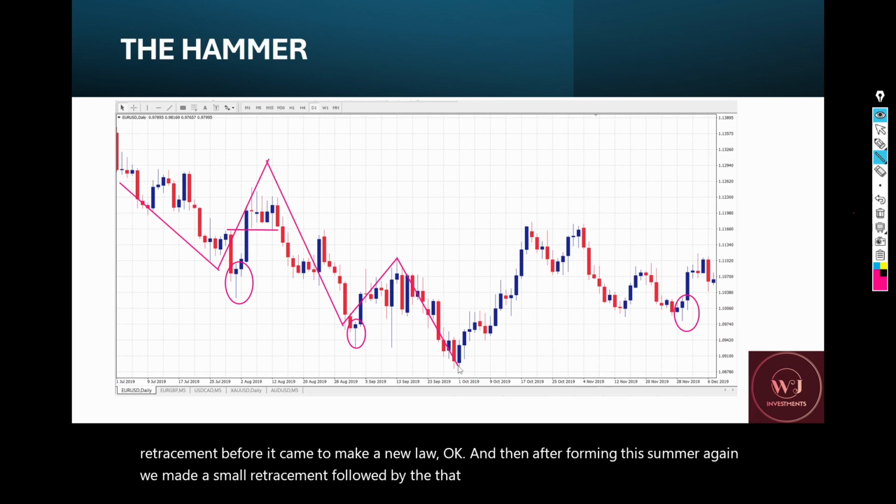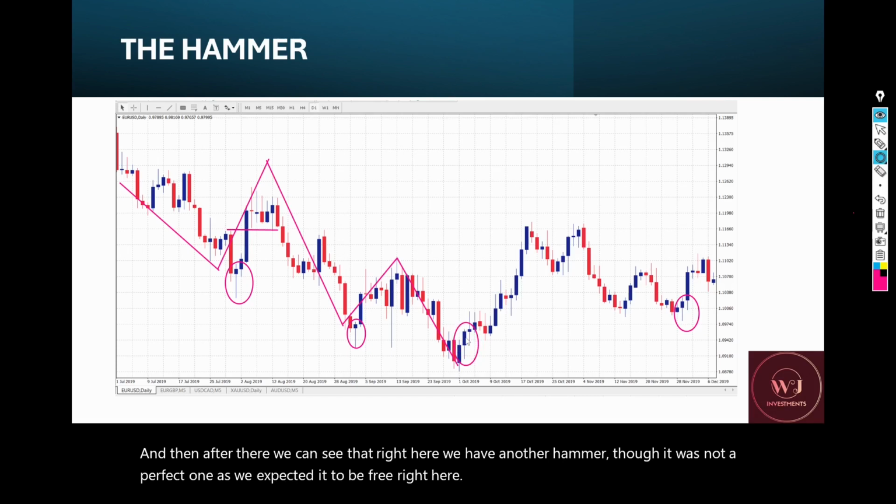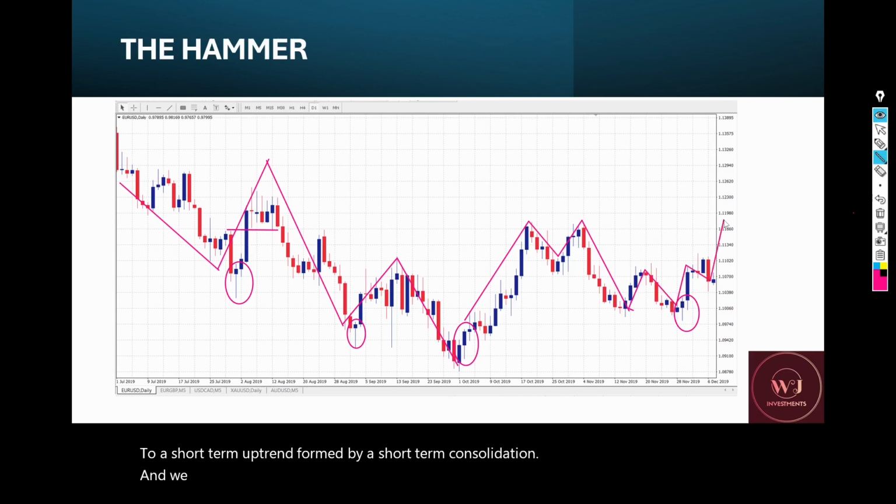Okay, and then after forming this hammer again, we made a small retracement, followed by continuing with the trend. And then after there, we can see that right here we have another hammer, though it was not a perfect one as we expected it to be. Right here, this one here is a hammer, and then followed by the trend changing. You can see that now here the trend is changing to a short-term uptrend, followed by a short-term consolidation, and we are expecting a new wave up according to the way the chart is looking.